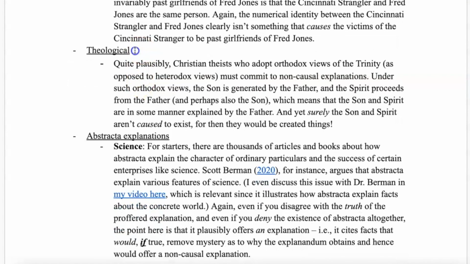Further examples of non-causal explanations come from theology, right? Quite plausibly, Christian theists who adopt orthodox views of the Trinity as opposed to heterodox views must commit to non-causal explanations. Under such orthodox views, the Son is generated by the Father, and the Spirit proceeds from the Father, and perhaps also the Son, which means that the Son and Spirit are in some manner explained by the Father. And yet surely the Son and Spirit aren't caused to exist. They aren't brought into being by some cause, right? Then they'd be created things. So Christians specifically are committed to there being non-causal explanations.